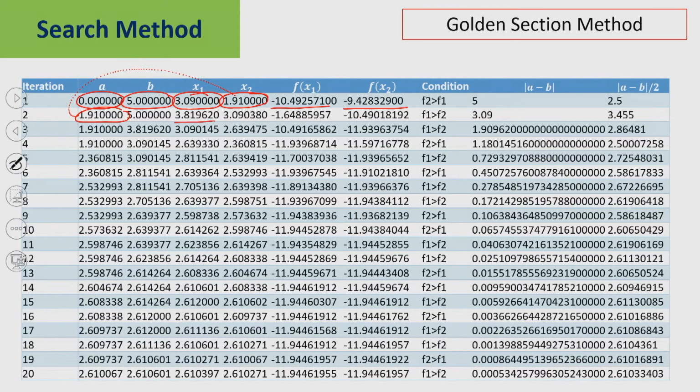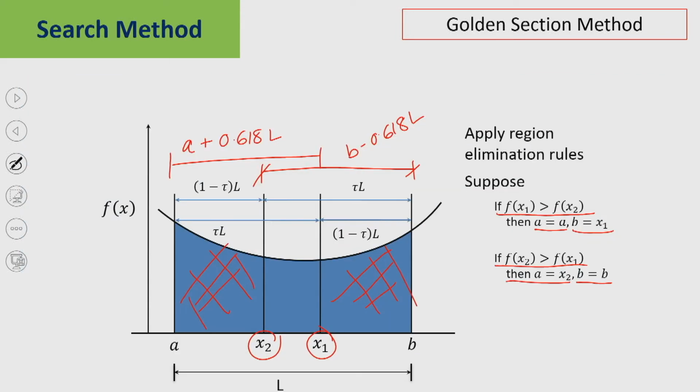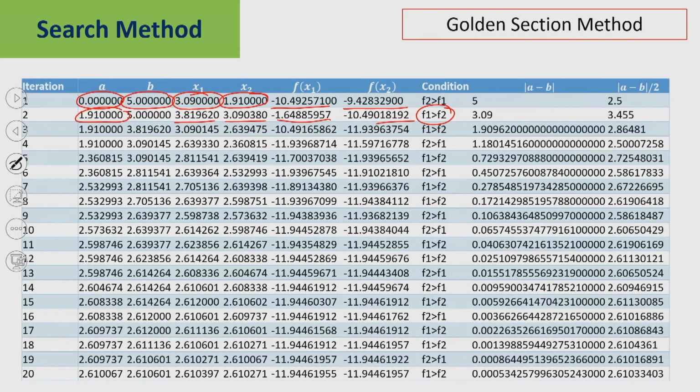Then you calculate the new x 1 and new x 2, and you calculate the function value, and in this case the first condition is true. What is the first condition? The first condition is f of x 1 is greater than f of x 2. So, in that case A equal to A and B equal to x 1. So, A will not change now, but B will be equal to x 1.